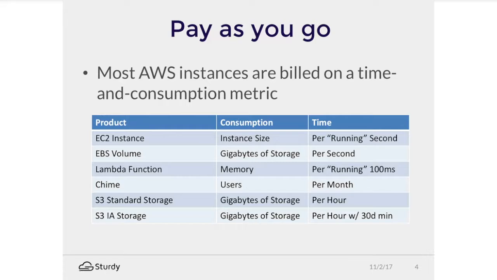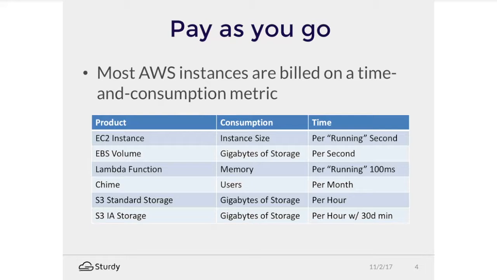Now, turning our attention to a totally different kind of example, Chime, which we're all using here today for this call. Chime is charged per month. So there are some services where the fee is actually at the month level, meaning as soon as you increase the number of users in a given month, you're going to pay for that increased number of users until the next month.